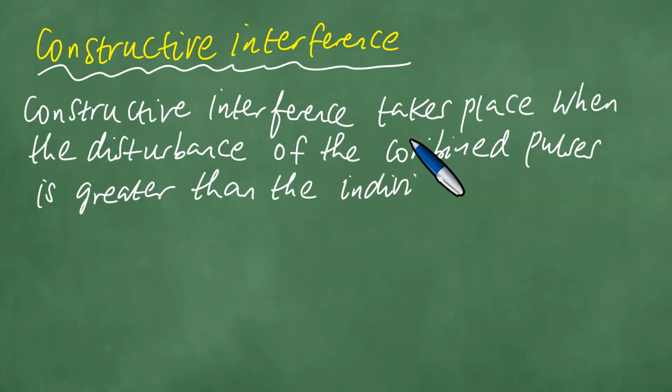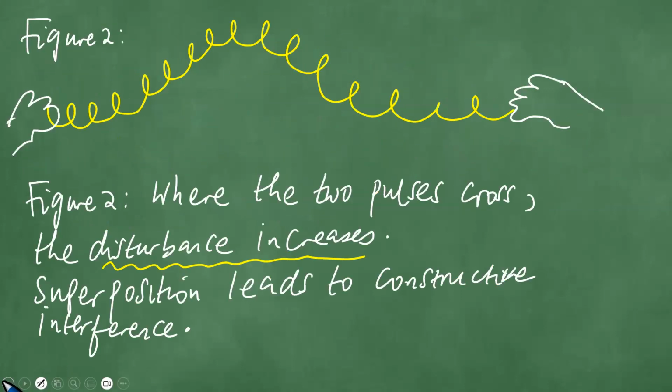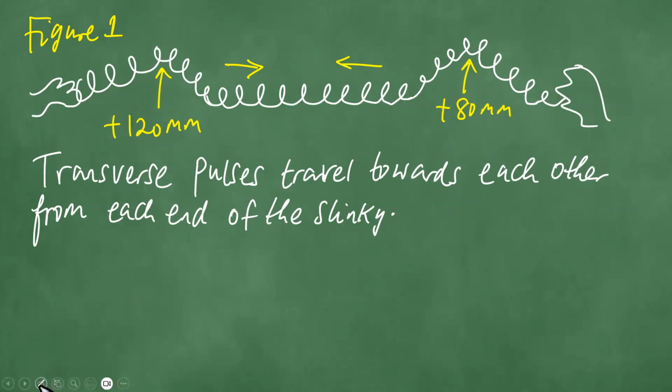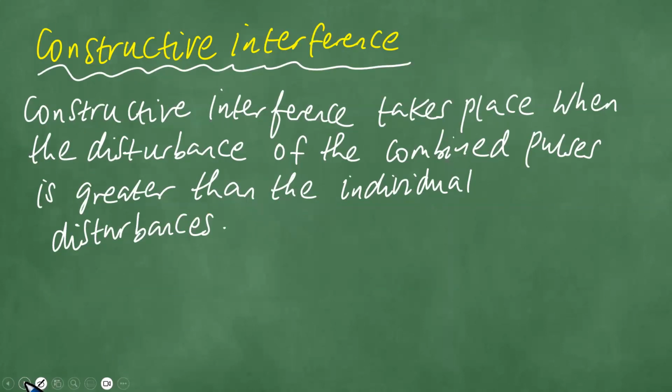Okay, now I was saying that constructive interference takes place when the disturbance of the combined pulses is greater than the individual disturbances. So when they are combined, you have that the disturbance is greater than the individual disturbances. Here you had the individual disturbances and those were small, but now when they are combined, the disturbance was big. So this is called constructive interference, and then there's something called destructive interference.